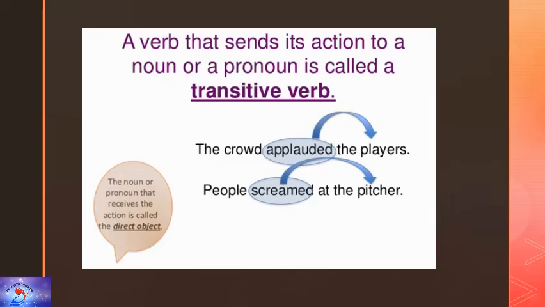A transitive verb is a verb that sends its action to a noun or a pronoun. The noun or pronoun that receives the action is called the direct object. So in this example, the crowd applauded the players. The verb here, applauded, sends its action to the noun, the players. In the second example, people screamed at the pitcher. So here, the verb screamed sends its action to the direct object, pitcher.